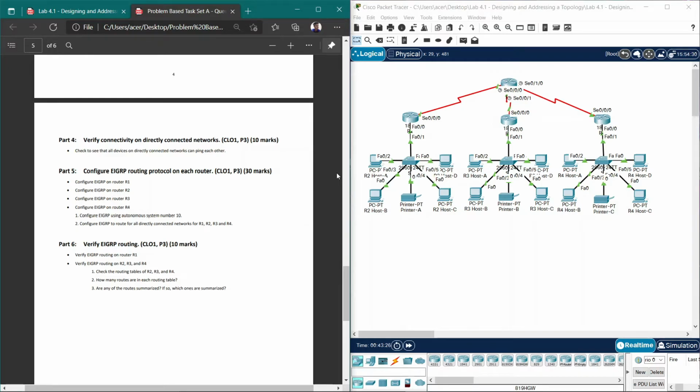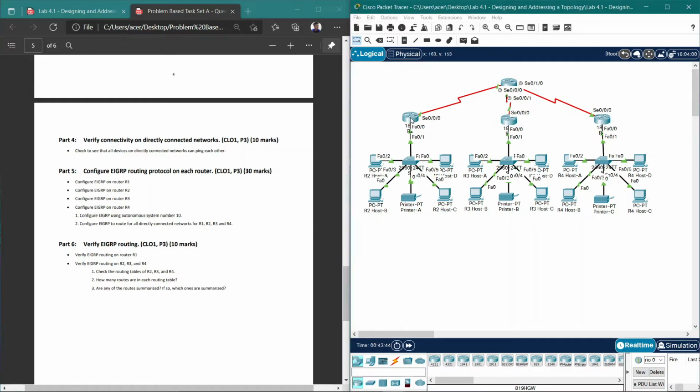Okay, so for the next, part 5, configure EIGRP routing on each router, starting with routers R1, R2, R3 and R4, with the autonomous system number 10, and also we need to configure the route for all the directly connected networks. Let's start with the R2.